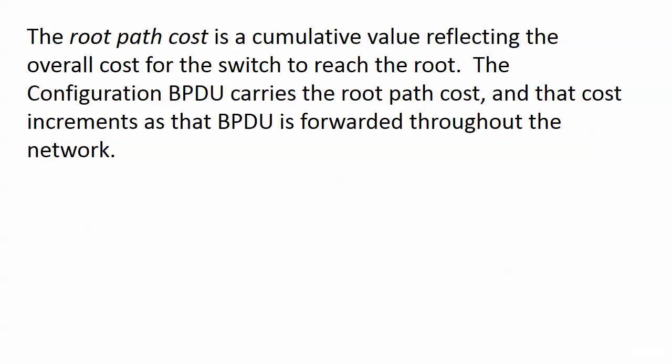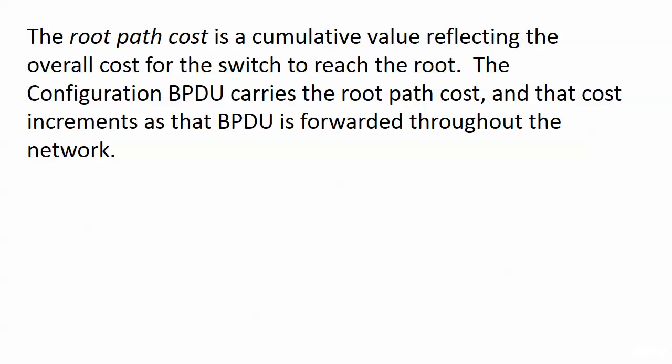Now, the route path cost is a cumulative value, and it reflects the overall cost for the switch to reach the route via its route port. The configuration BPDU carries that RPC value, and that cost increments as that BPDU is forwarded throughout the network. So this is why I've kind of hit you over the head once or twice, and I'm about to do it again, with the fact that the route switch originates this config BPDU and all the non-routes are forwarding it.